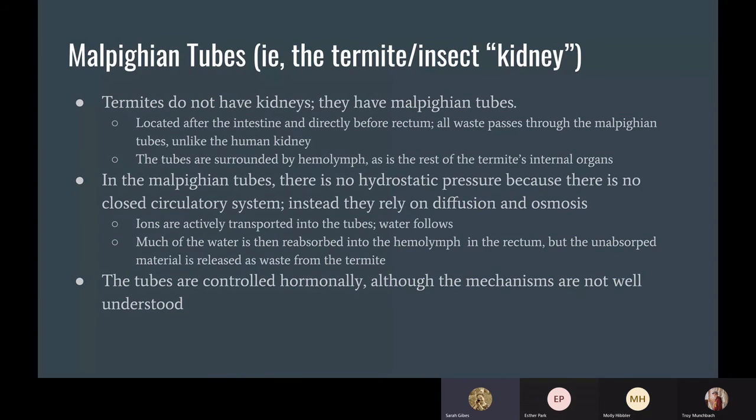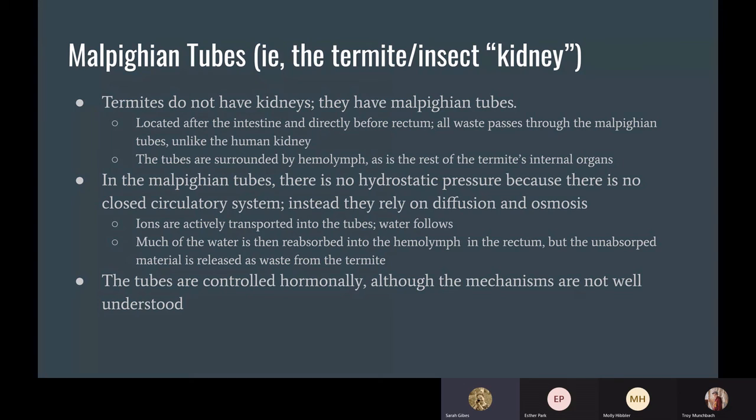So termites do not have kidneys. Instead, like most insects, they have Malpighian tubes. These are structures that precede the rectum in the termite's digestive system, and all of the termites' undigested food passes through the Malpighian tubes, unlike the human kidney. In the Malpighian tubes, there isn't any hydrostatic pressure since there isn't any blood, so kidney-like filtration cannot occur.